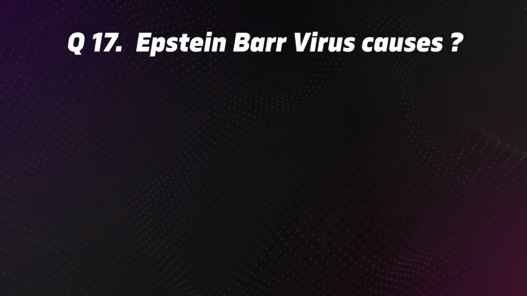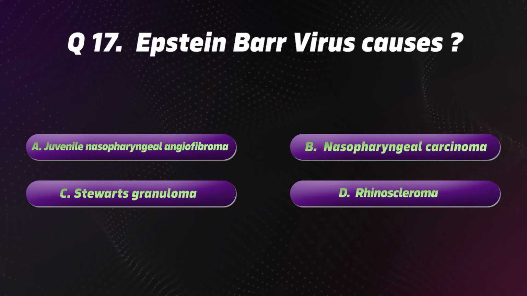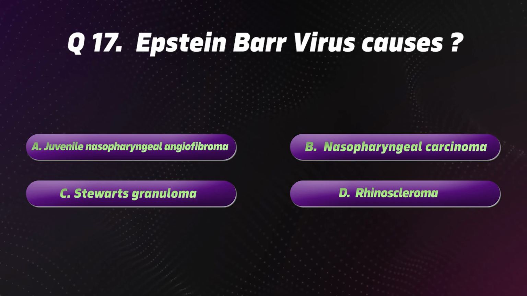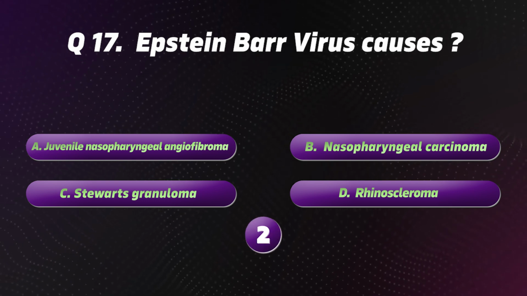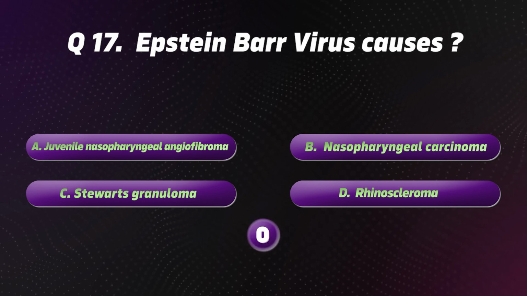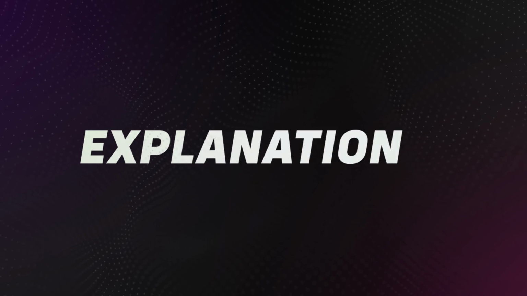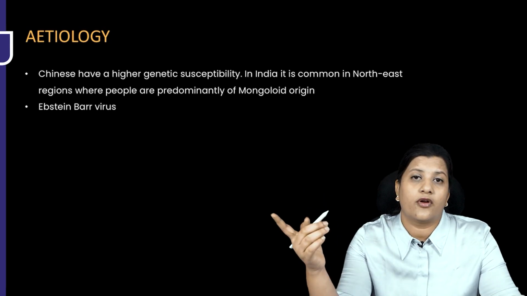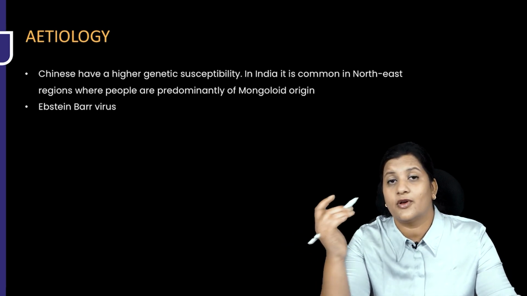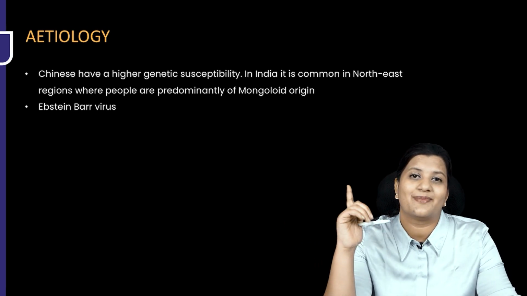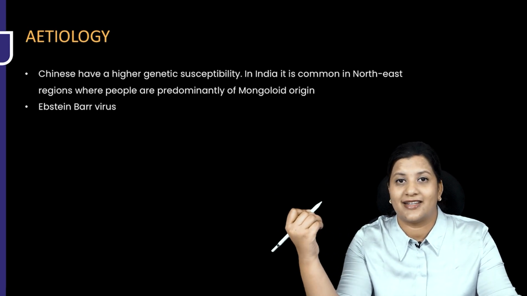Question 17. Epstein Barr Virus causes? Here are the options. A. Juvenile nasopharyngeal angiofibroma. B. Nasopharyngeal carcinoma. C. Stewart's granuloma. D. Rhinoscleroma. And the correct answer is option B, nasopharyngeal carcinoma. Here's the explanation. One of the very important predisposing factors is Epstein Barr virus, which is often forgotten because we remember all the environmental triggers, but we often forget the incidence of EBV causing nasopharyngeal cancer.